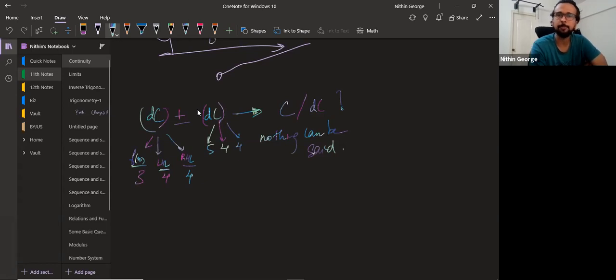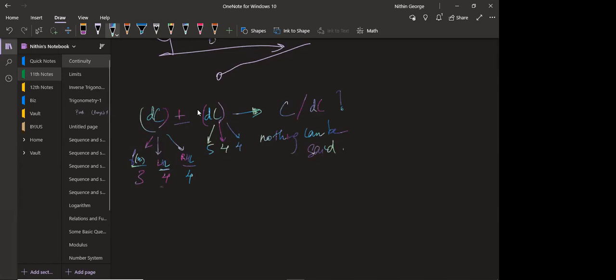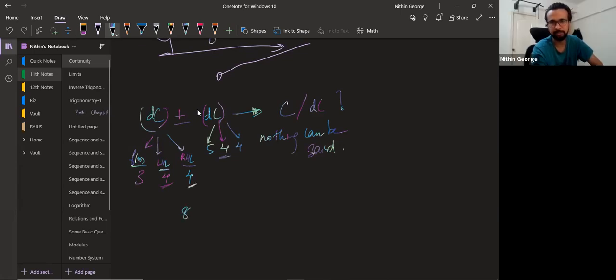What happened here? What happened to the sum? It will become continuous. The sum's LHL will tend towards 4 plus 4, which is 8. The sum's RHL will tend towards 4 plus 4, which is 8. And the value of the function, the sum of that will be 5 plus 3, which is 8. So basically, you're ending up with a continuous function.